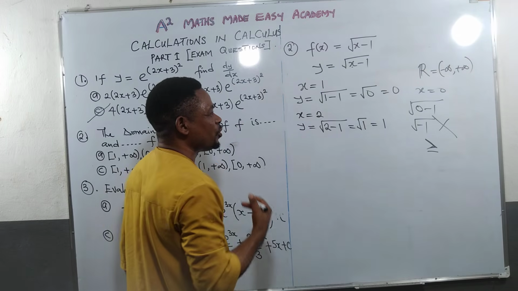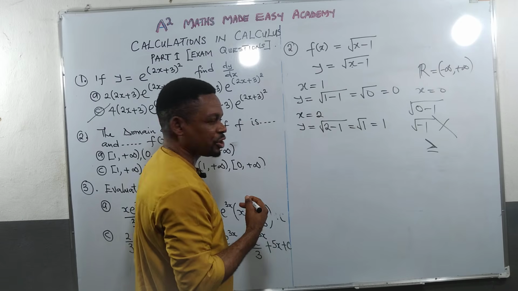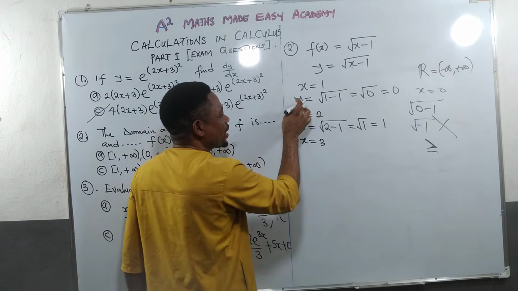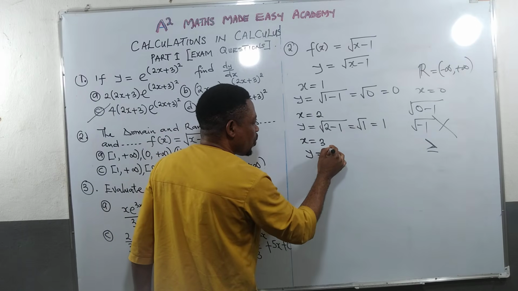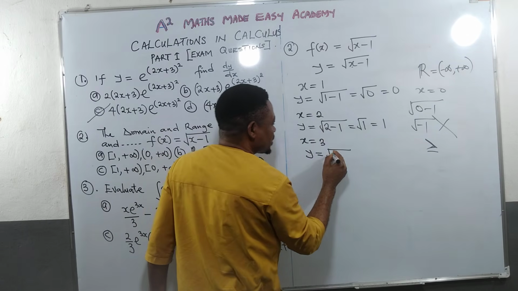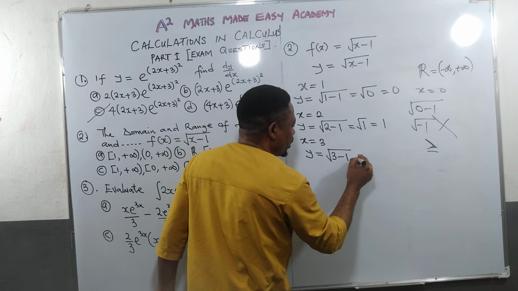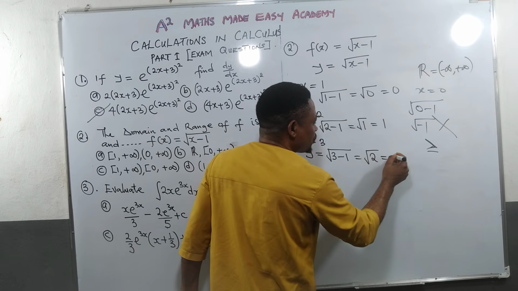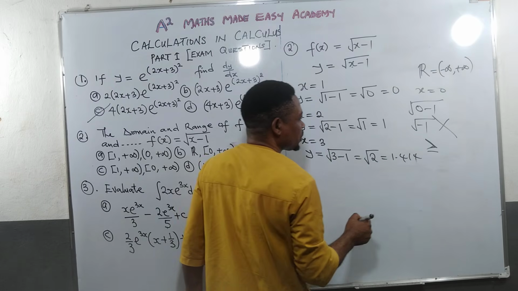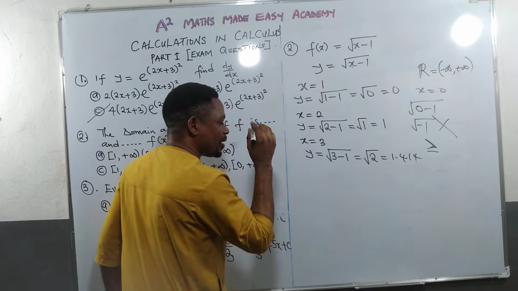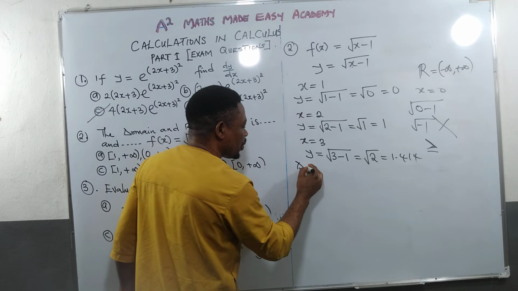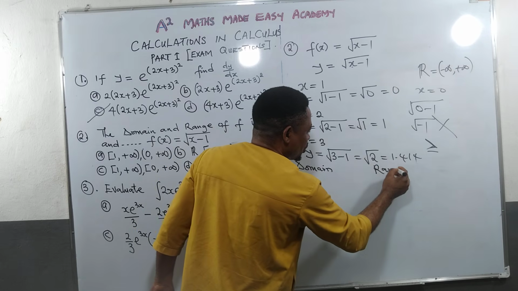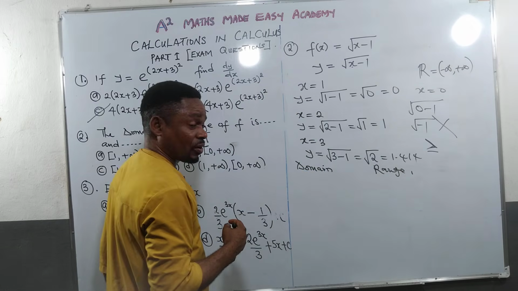With this, I don't need to continue. I've already observed my domain and also the range. But let's add when x is what? 3. So let's go back again. This is y, right? Then equal to the square root of x minus 1, x is 3, so 3 minus 1, which gives me the square root of 2. And what is the square root of 2? 1.414. Then with this, I've known my range and my domain. Now what I'm going to consider now is domain and range.